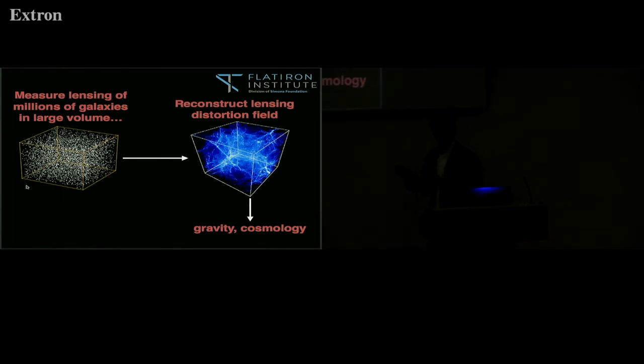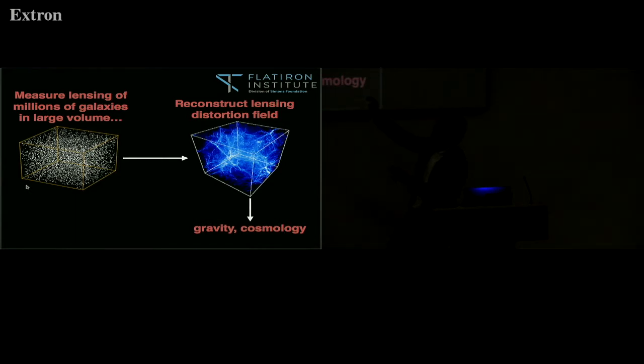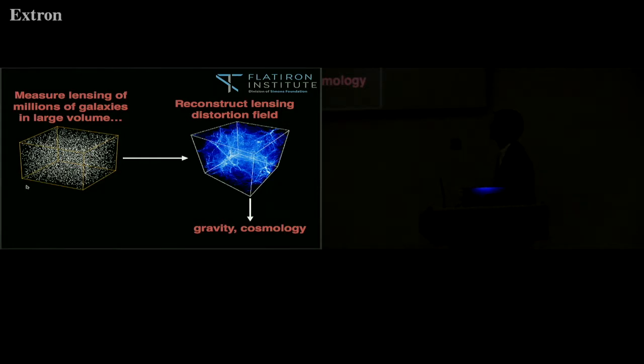So how do we do this in practice? If we can measure the lensing effect of millions or tens of millions of galaxies in a large volume, then we can use that to actually reconstruct the distortion field in 3D. And this distortion field, as we've seen, contains all of that lovely information that we want to get our hands on. So it contains information about how the structure is formed over time, the gravity theory, what the contents of the universe is. So I'm going to be talking about basically how do we make these measurements and how do we get here.